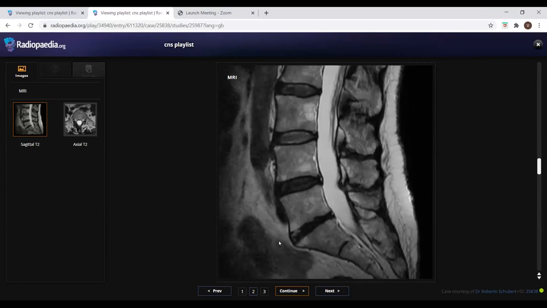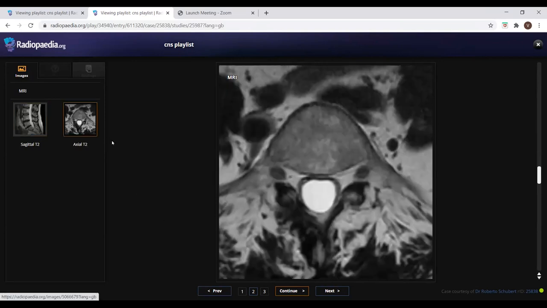There is increased signal adjacent to the L5-S1 disc anteriorly. That is just degenerative changes, part of the degenerative spine. Okay, you can neglect that finding. Okay. Can I look at the axial images? Yeah, sure.